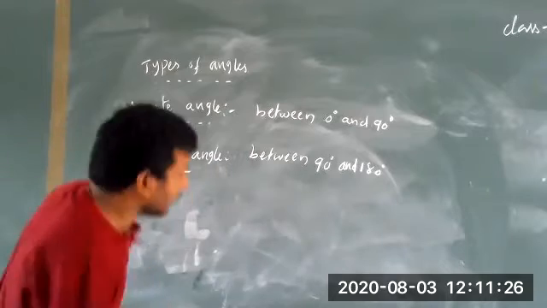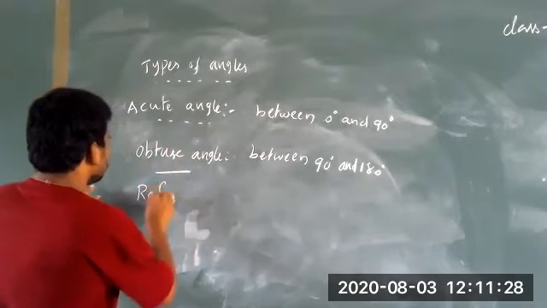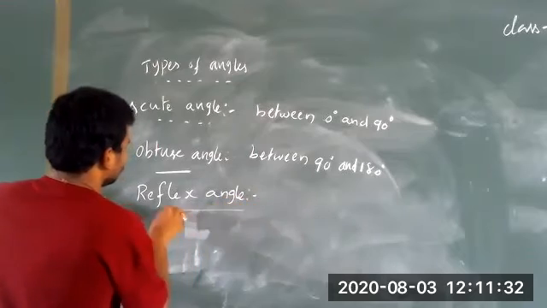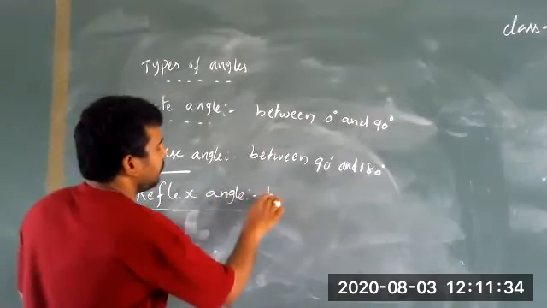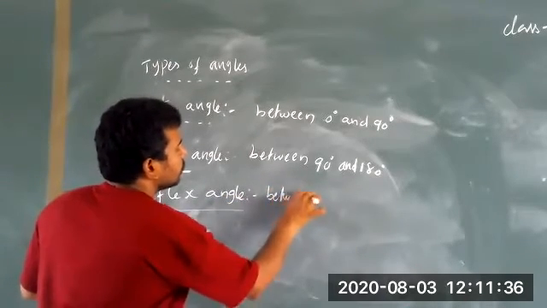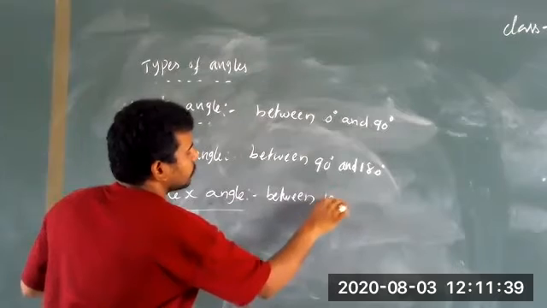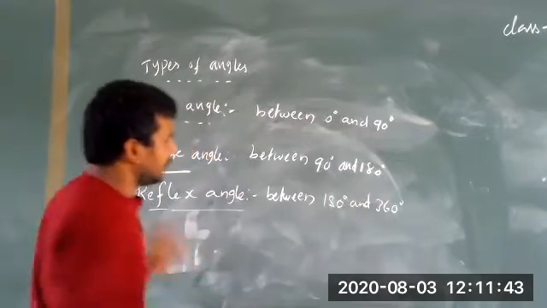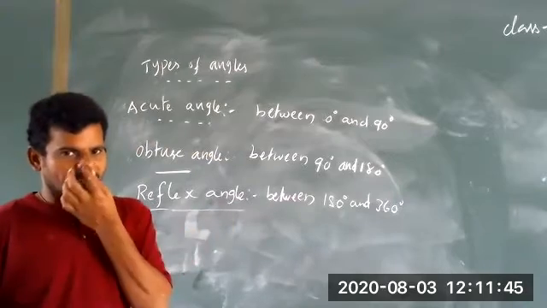Now reflex angle. What does reflex angle mean? Between 180 degrees and 360 degrees. So that angle is called reflex angle.